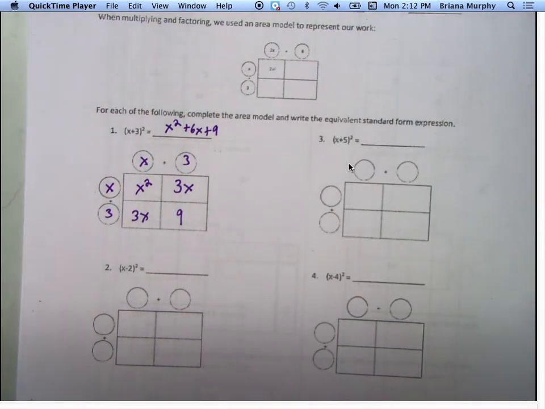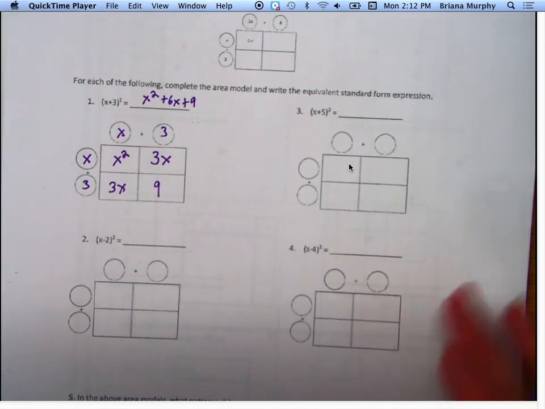So why don't you guys practice numbers 2, 3, and 4? And we'll go over the answers.